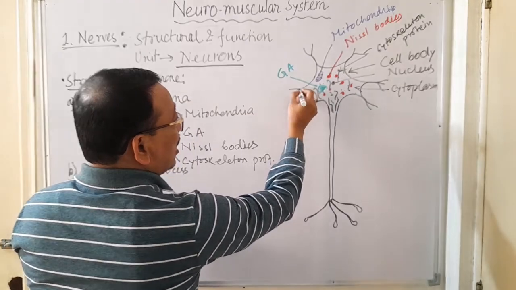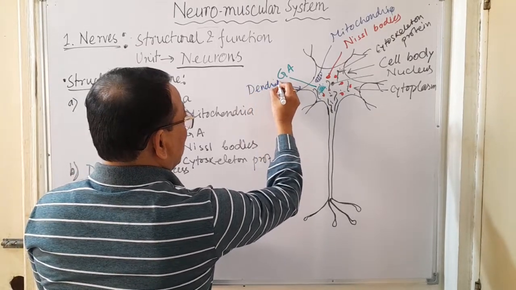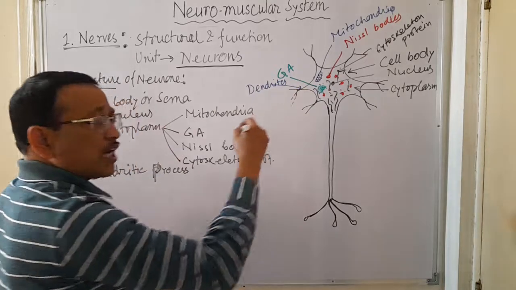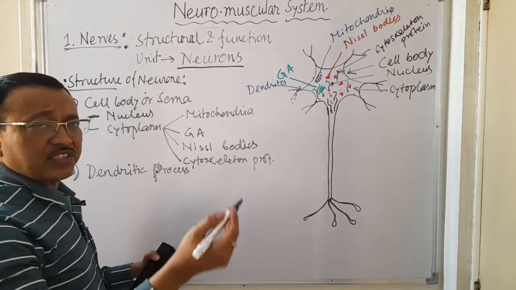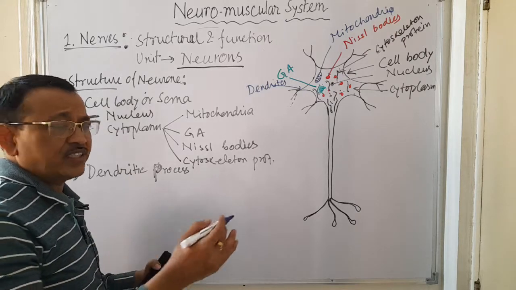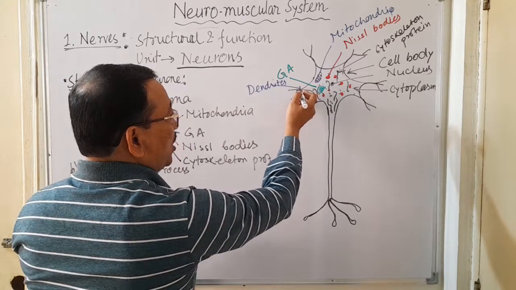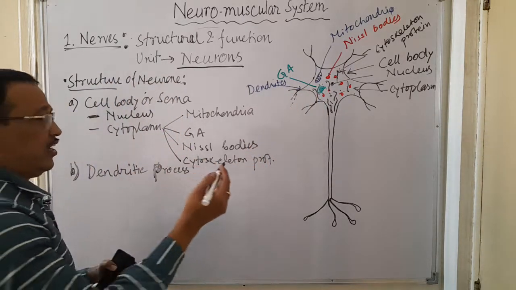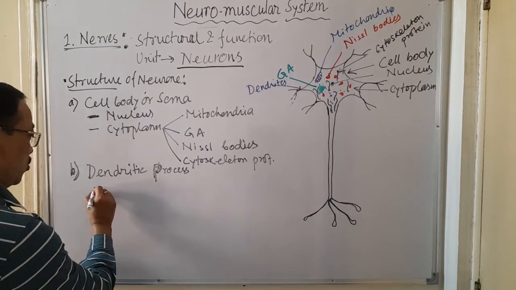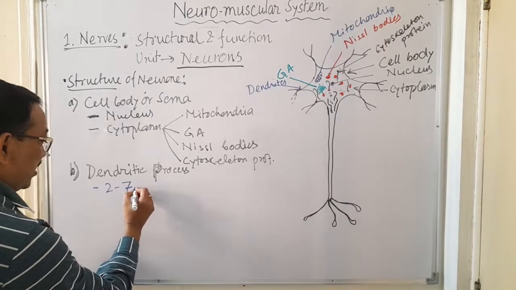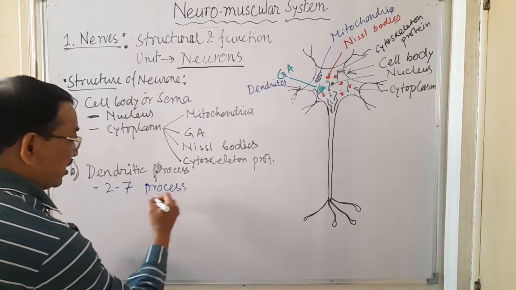These give branches, and those branches are known as the dendrites, and the main branch which originates directly from the cell body is the dendron. So dendron and dendrites are collectively known as the dendritic processes. So there are 2 to 7 dendritic processes.